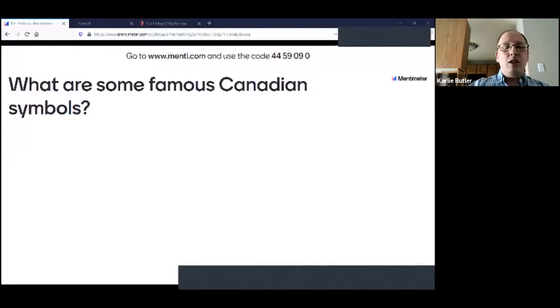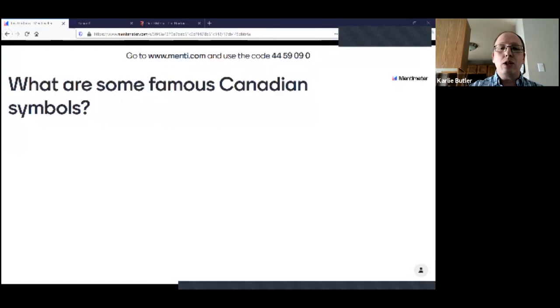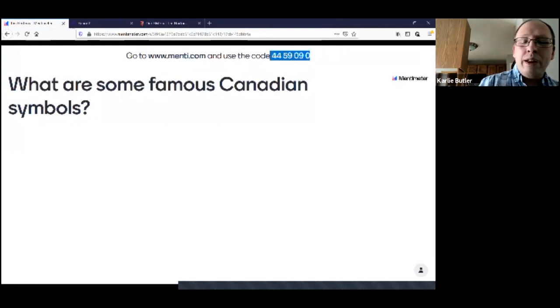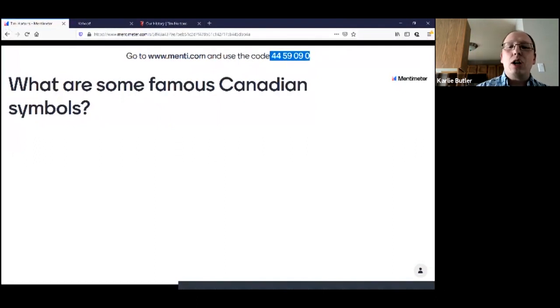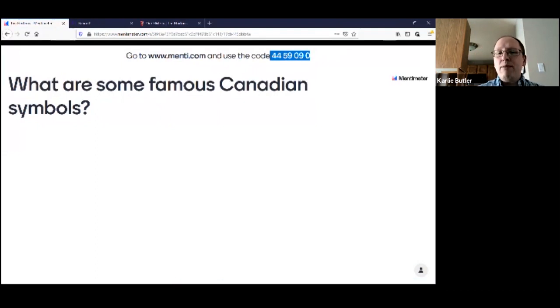As you already know, if we're using Mentimeter, you're going to join this interactive Mentimeter presentation by going to this website and entering this code. So please do that now. Once you're in to the website, www.menti.com, and you've entered the code, I'd like you to answer the first question by typing, what are some famous Canadian symbols? So what are some Canadian symbols that you know about?